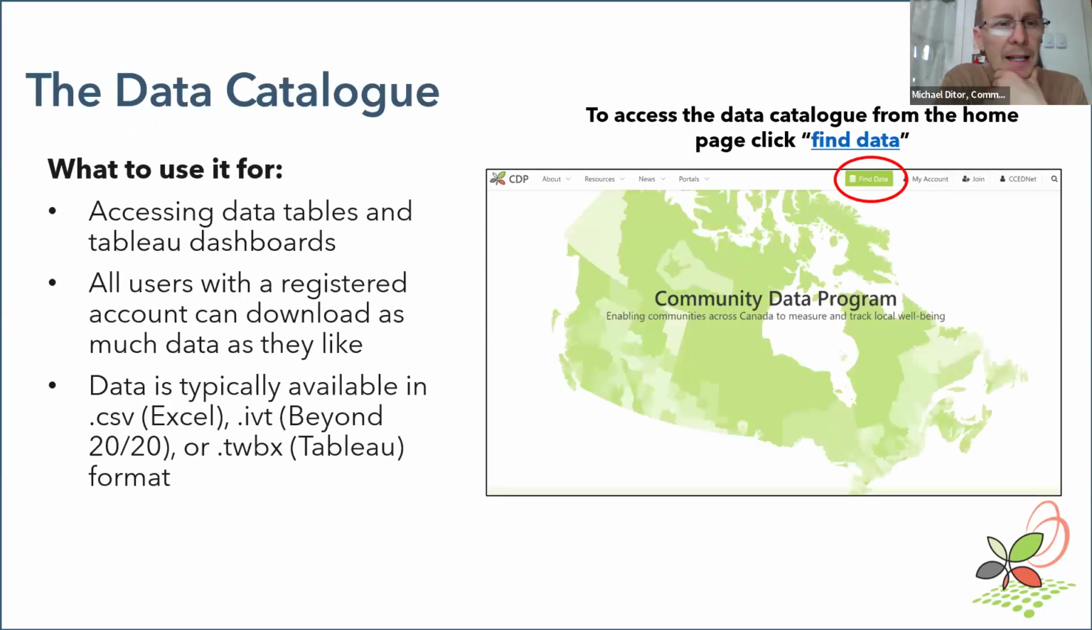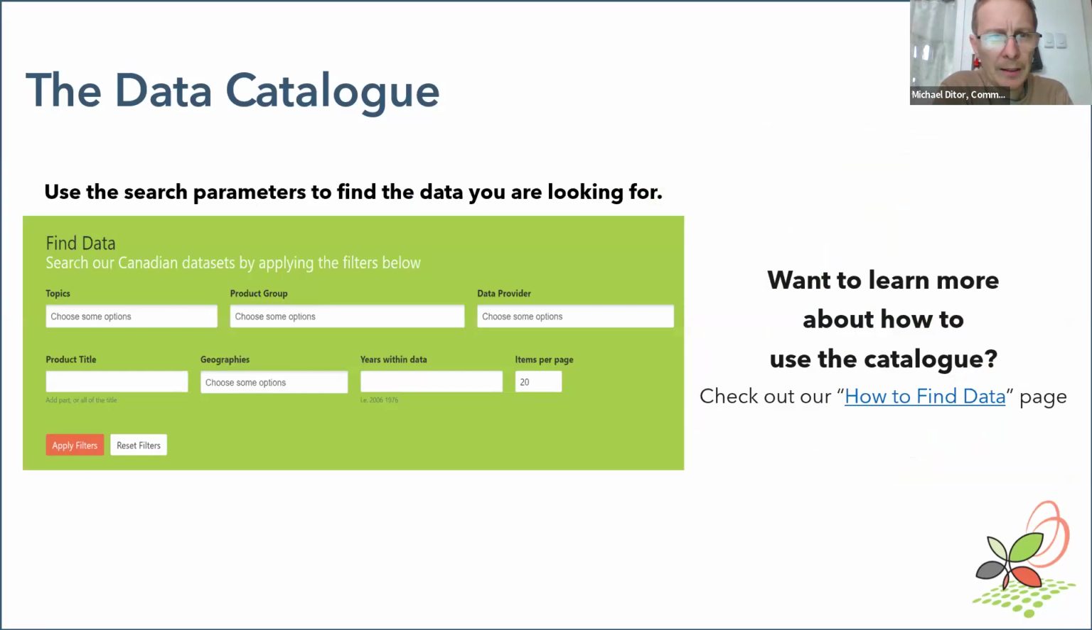Yeah, as Katie pointed out, the data catalog is sort of the heart of the program. You can access it by hitting the Find Data button up at the top. There's no limit to the number of data downloads. Data are typically available, particularly tables from the census, in IVT or Beyond 2020 format. But we do have tables in Excel, and then there are products that we put up in Tableau. There's just a little glimpse of what the catalog looks like, but I'll give you a demonstration later.